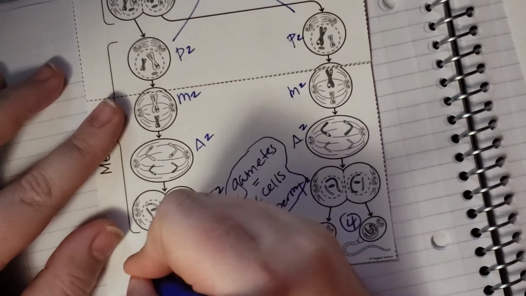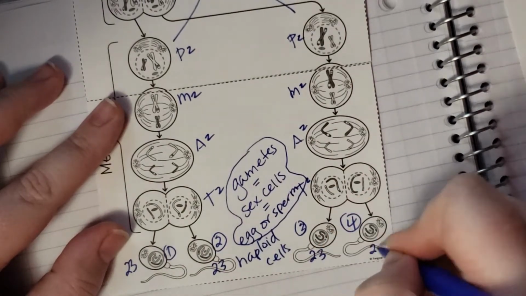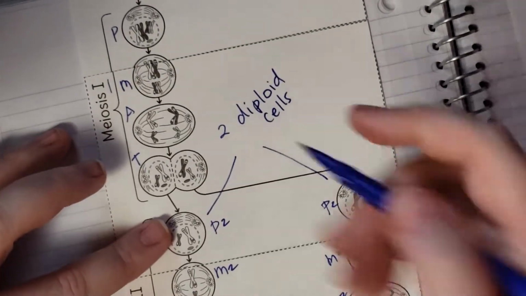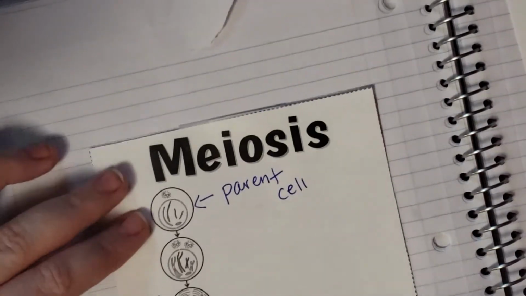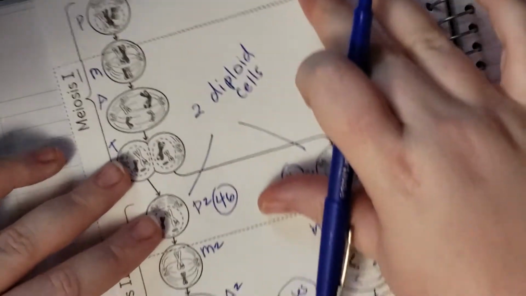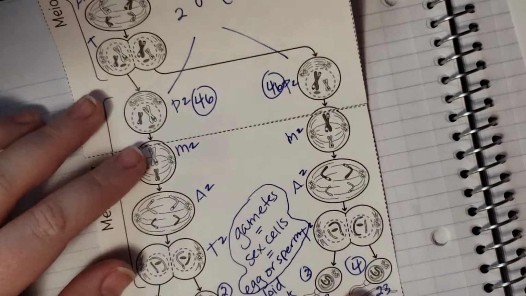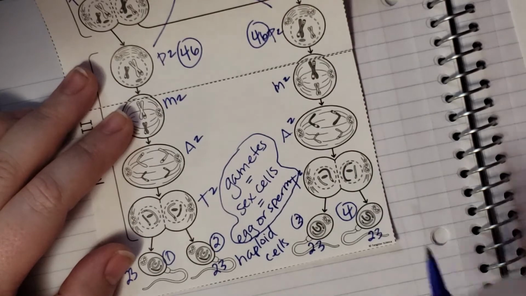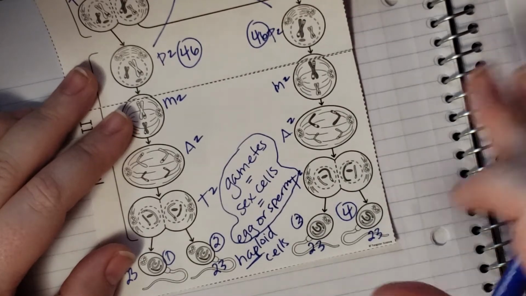Each of these cells has 23 chromosomes, while these cells up here have 46. And this starter cell up here also started with 46 chromosomes. So by the end of meiosis, you have 4 cells instead of 2 that have 23, or half the number of chromosomes as the original cell, and that's why they're called a haploid cell, because it has half. Okay, this is really all you need to know about this process.